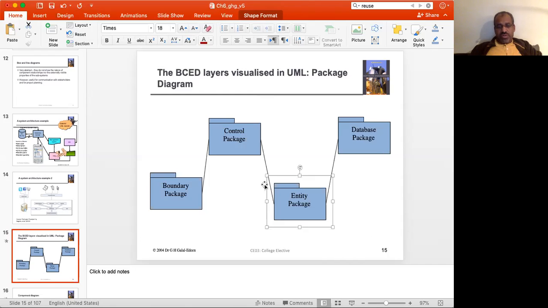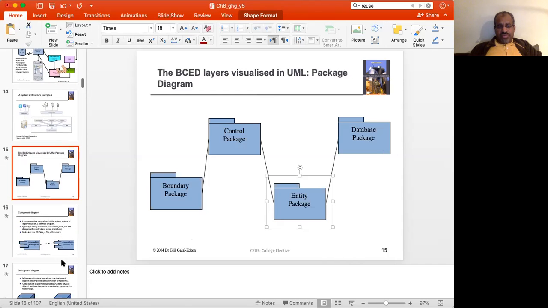So it's a very simple representation of this software architecture, which is layered in this case because you have databases, and then things to manage the entities in the database, and then some control package that would have the business logic as in here, and then a boundary or interface package that would manage all the interfaces with the users and external systems.